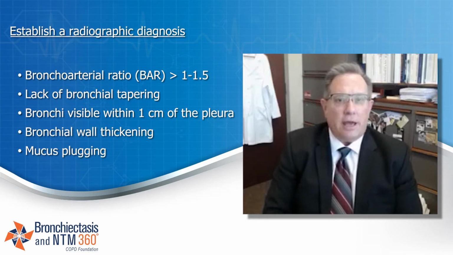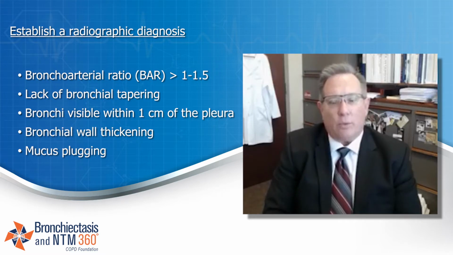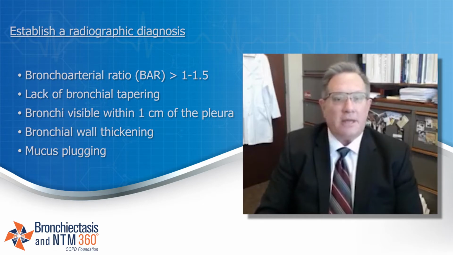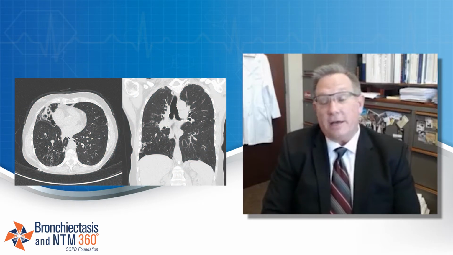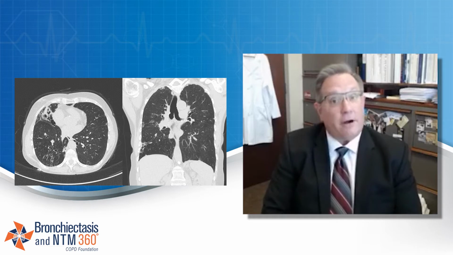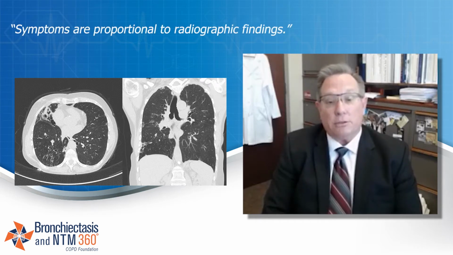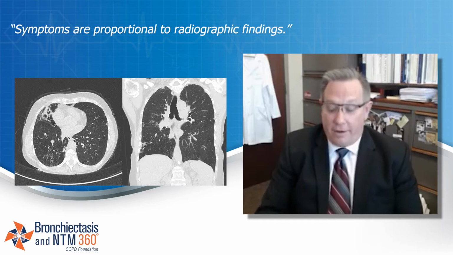Criteria include having an increased bronchoarterial ratio of 1 to 1.5 or more, lack of bronchial tapering, and bronchi visible within 1 centimeter of the pleura. Associated conditions commonly involve bronchial wall thickening and mucus plugging. The severity of these findings may vary from very mild to more advanced disease. In most instances, symptoms are proportional to the severity of radiographic findings.